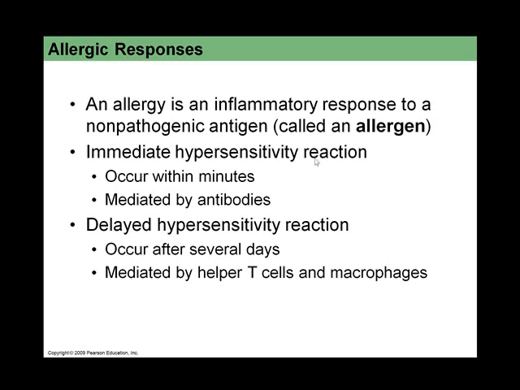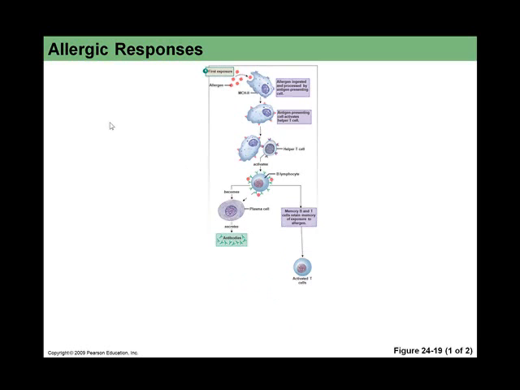So there's an immediate hypersensitivity reaction that occurs within minutes. It's mediated by the antibodies that are already present to that allergen. Or a delayed hypersensitivity reaction over several days. It's mediated by the helper T cells and the macrophages. So the same cells, but slight variations trigger different events, and a different class of antibodies. This is the IgE, ultimately an IgE dependent response. So here we have the allergic responses.